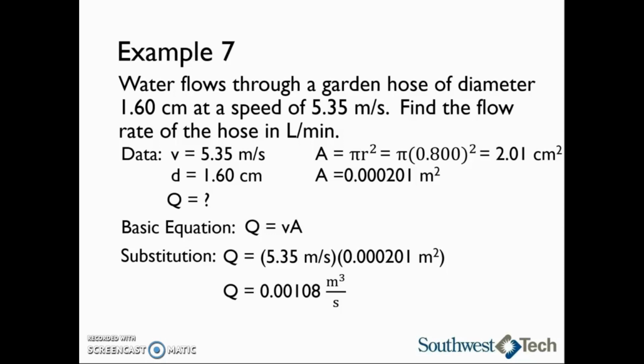However, the problem asks for the flow rate in liters per minute, so we have to do a few unit conversions. We can take 0.00108 cubic meters per second and multiply by the conversion factor 1,000 liters equals 1 cubic meter. We will also multiply by the conversion factor that there are 60 seconds in 1 minute. This gives us a flow rate of 64.5 liters per minute. This concludes our discussion of flow rate.